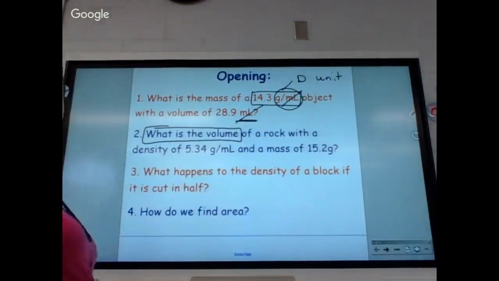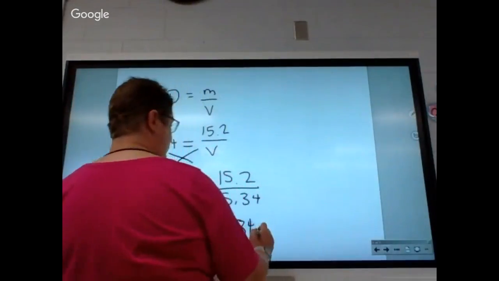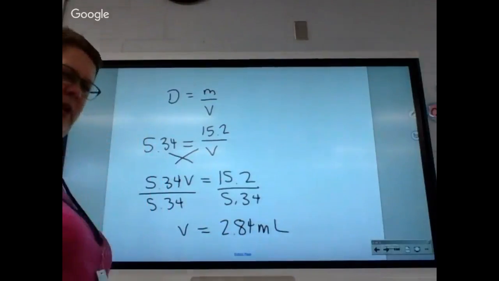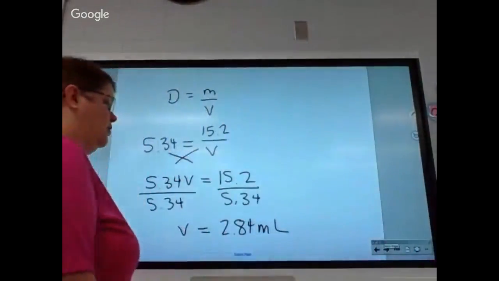So, what happens to my units here? Grams and grams cancel out, and I'm left with milliliters. I think I copied that down right. Yeah, I did. All right, so the next question.